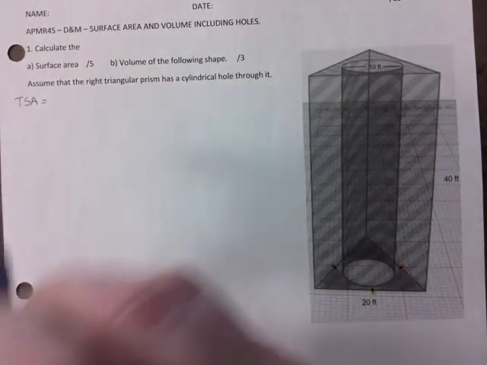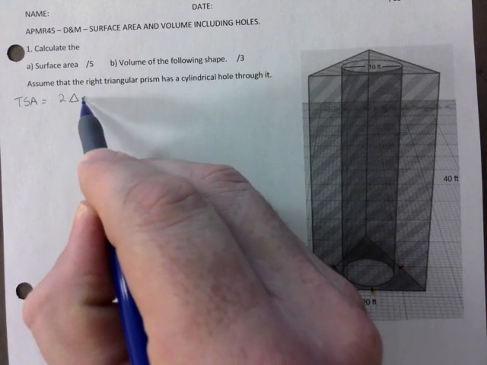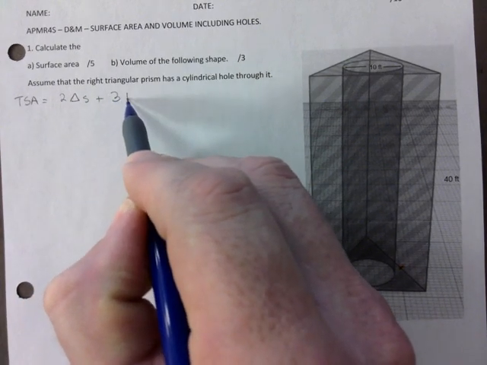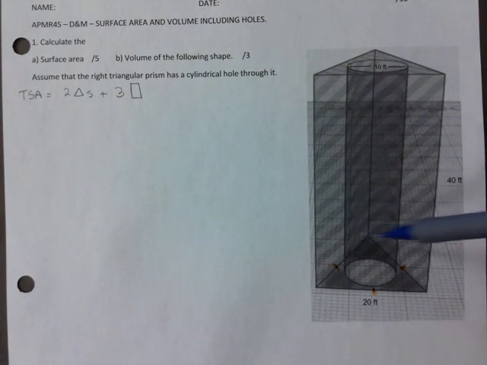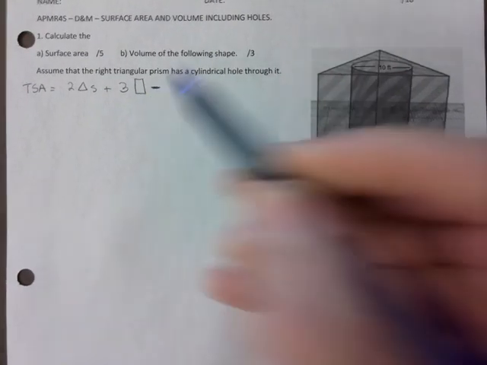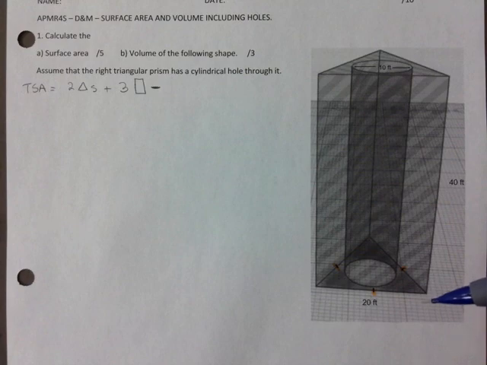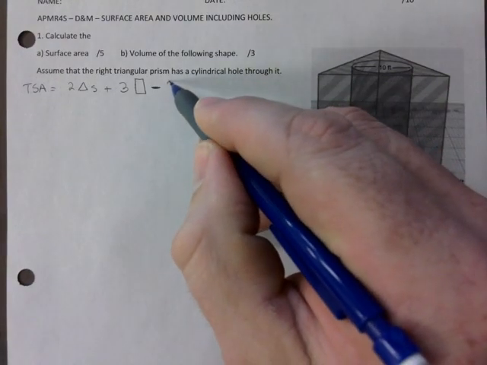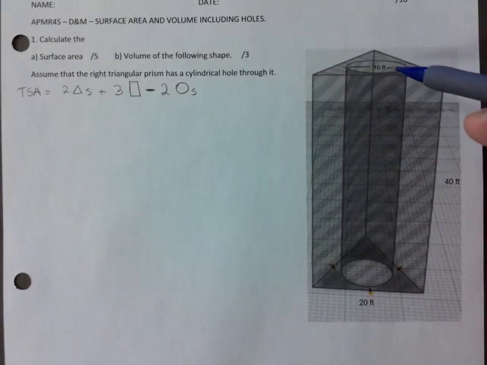Multiple ways of doing that. You can probably go 2 triangles plus 3 rectangles. Right, these 2 triangles up here, and then the 3 rectangles around. And we have to go minus these 2 circles. Minus the 2 circles, because they're actually missing, right?